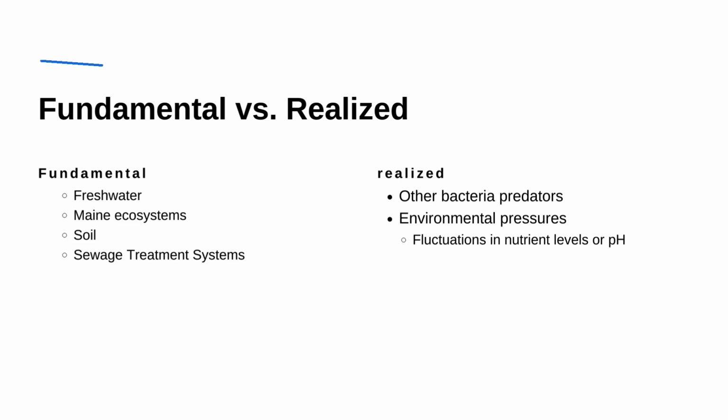The realized niche: what Bdellovibrio comes into contact with is, of course, other bacteria that are predatory just as it is, and environmental pressures such as fluctuations in nutrient levels and pH. So if the pH is lower than it needs to be for Bdellovibrio to survive, it will not be able to reproduce and replicate, and continue to prey on other gram-negative bacteria.